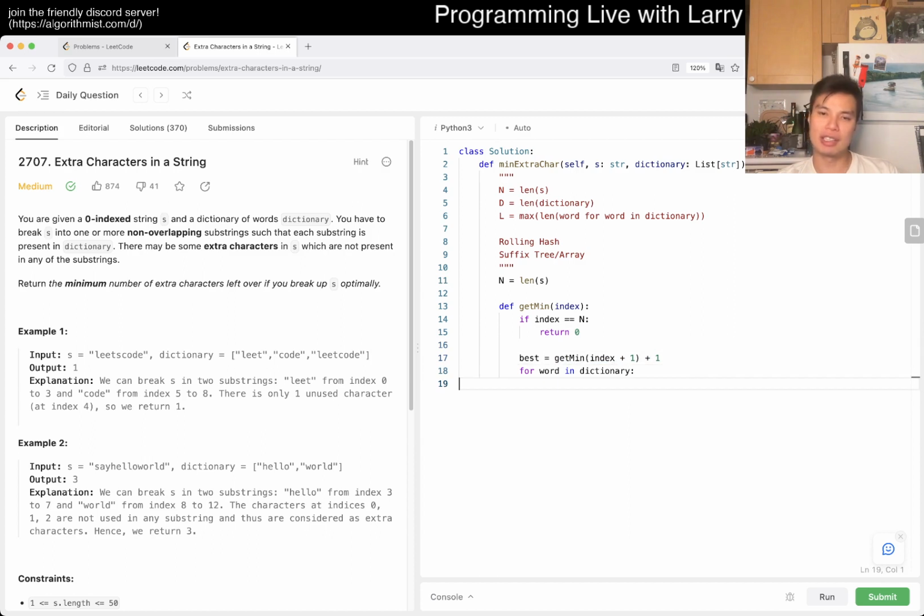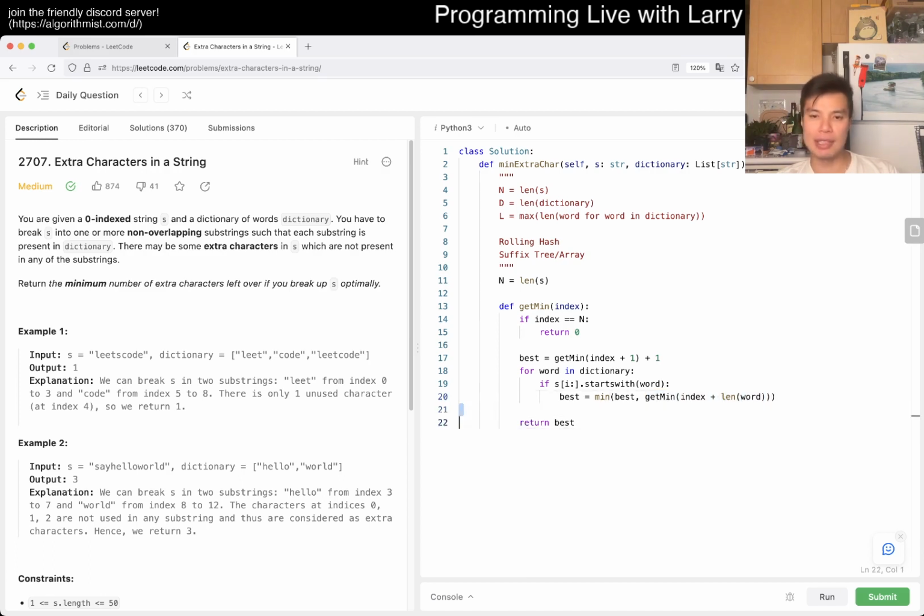And then for word in dictionary, if s sub i starts with word, then here we can say, okay, let's use this word. What can we do? Min of best, get min, index plus length of word, and we don't have any extra spaces because we use all the word, and that's good. And that should be good.